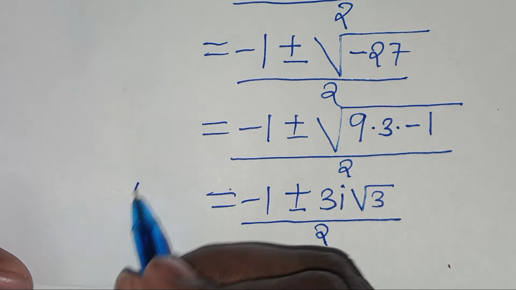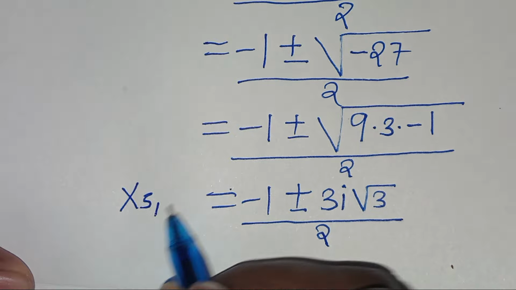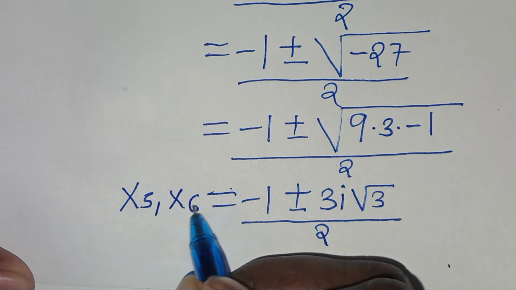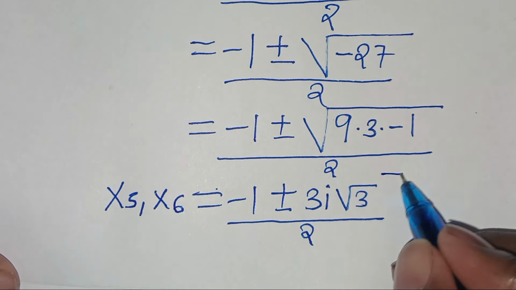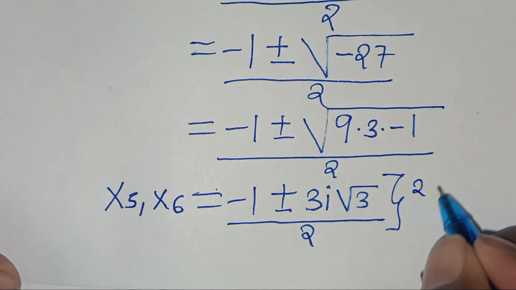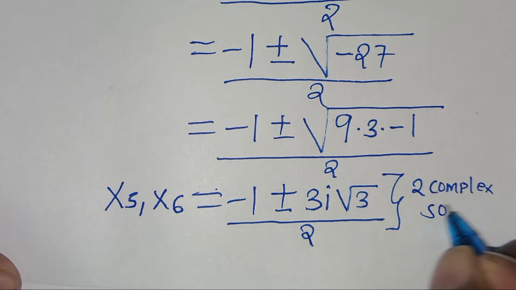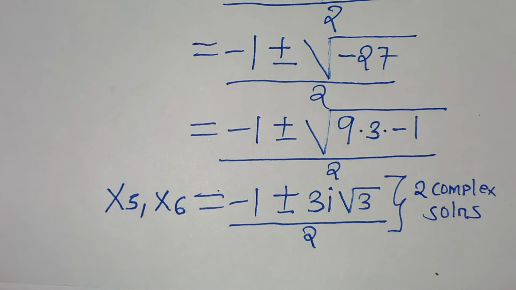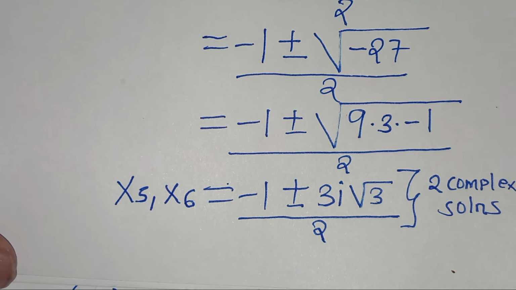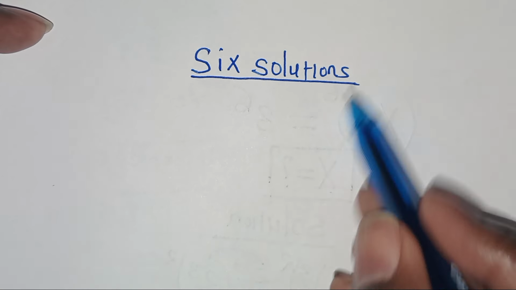So this is x5, x6, and you find that these are two complex solutions. So this totals to 6 solutions to this algebra problem. So this implies we have 6 solutions here.